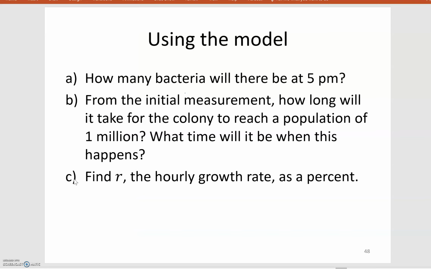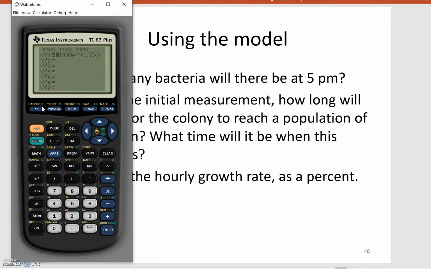Okay. From the initial measurement, how long will it take for the colony to reach a population of 1 million? And what time will it be when this happens? So this is going to be a calc-intersect problem. 1 million is an output. So I'm going to go to Y2. And in this case, the unit is actually just ones. So I'm actually going to have to write out a full million. So that's, what is that? That's 6 zeros. Make sure I got that right. 1, 2, 3, 4, 5, 6.